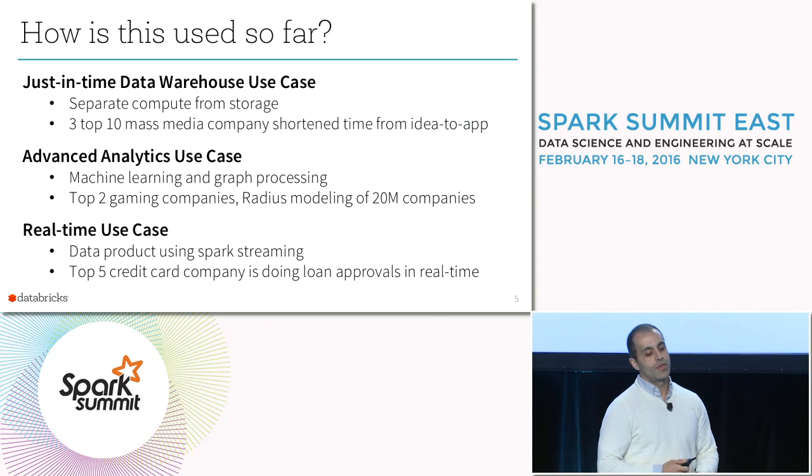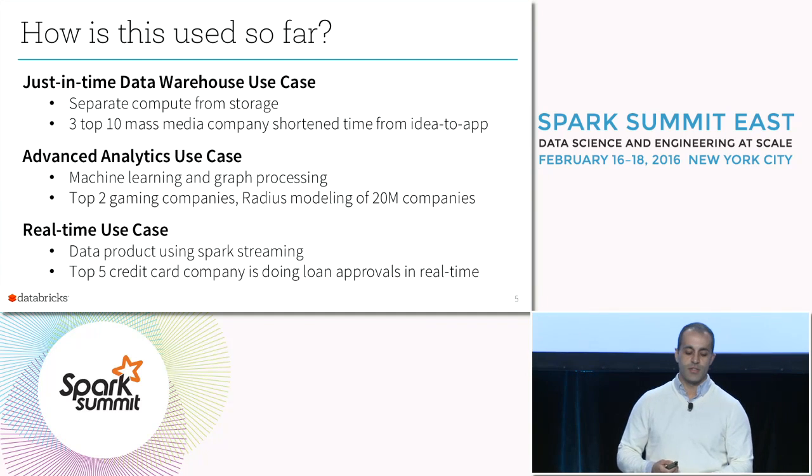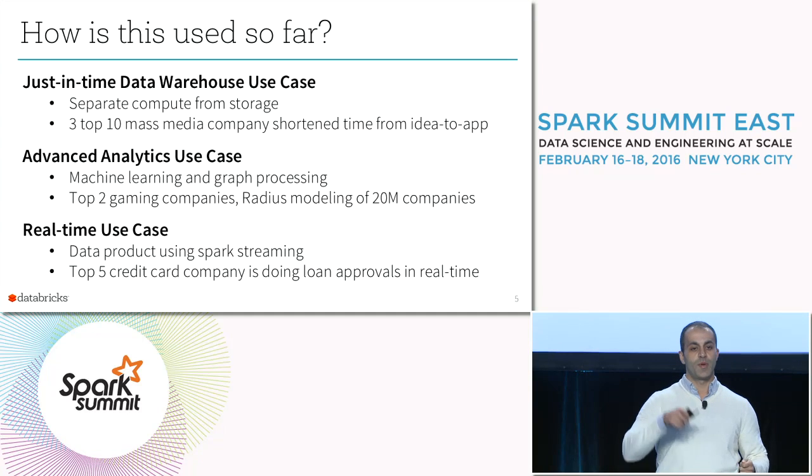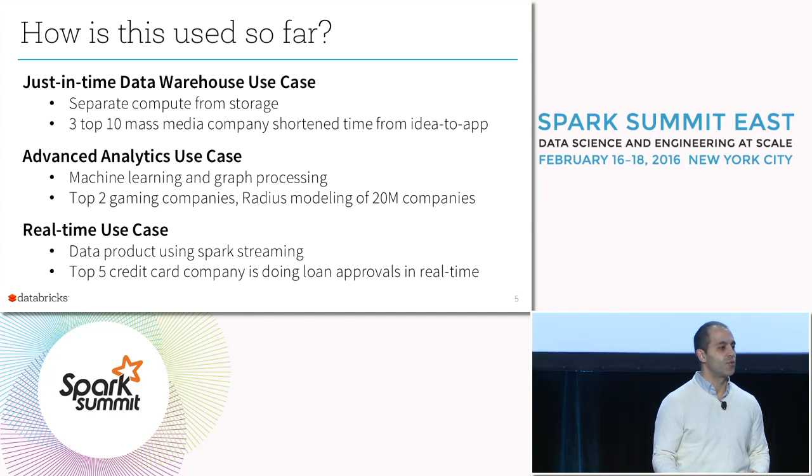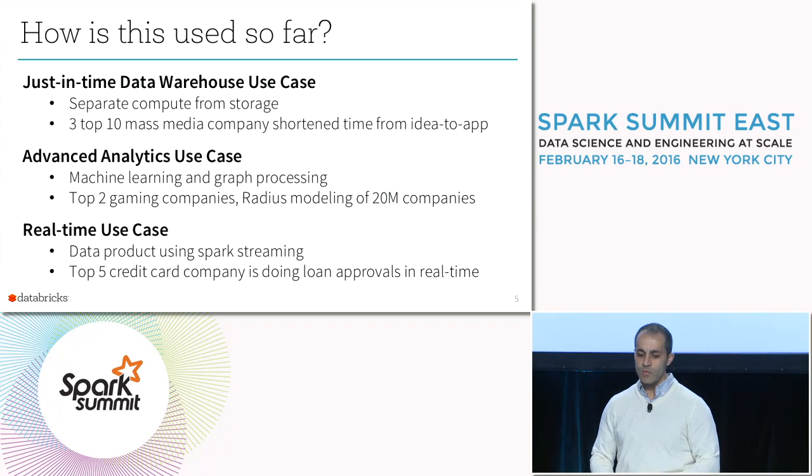Here we have a top 5 credit card company that's doing loan approval in real time. So it means people apply for loans, and in real time, it'll run machine learning and figure out whether it should approve or decline that loan. Okay, so what's the main lesson?